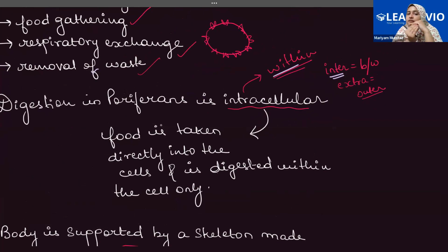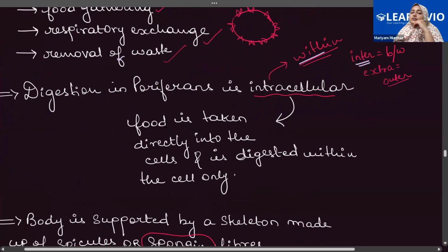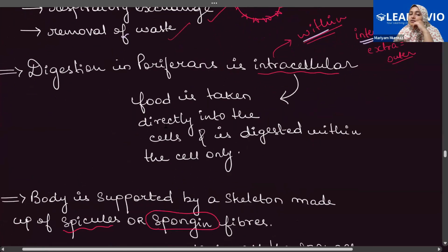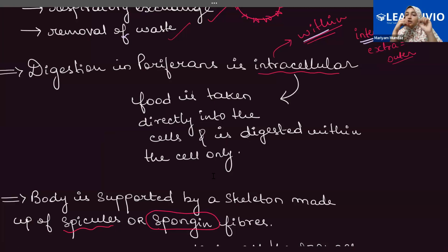So phylum wise, we are going to see which one is where. So you people have to remember this also. Now, what happens in the intracellular digestion? The food is taken in directly into the cell and then is digested within the cell only. Because they don't have any organ, they don't have anything particularly present in the body to digest the food. So they digest the food in the cells that they have in their body. Is this clear?